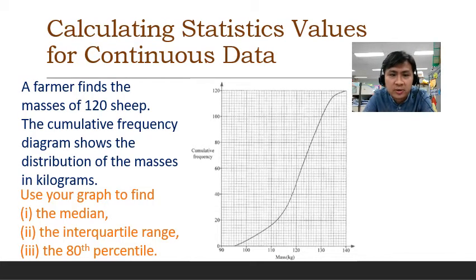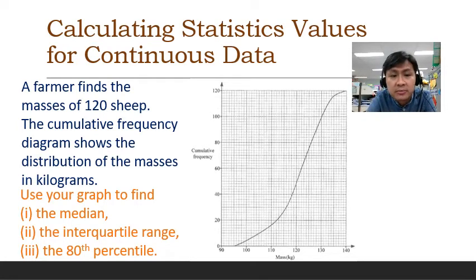Right, now that we have understood how to calculate the values for discrete data, now we will take a look at how to calculate all the different statistical values for continuous data. Now, this is an N-level question taken from the 2020 paper. So we have a question over here.